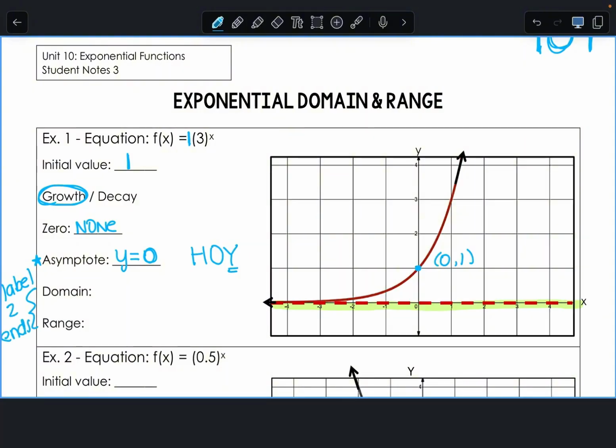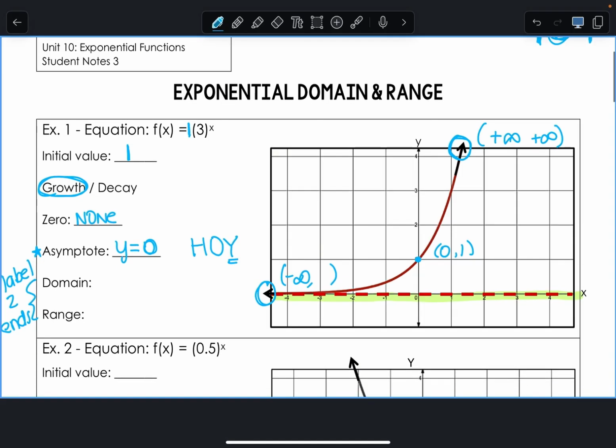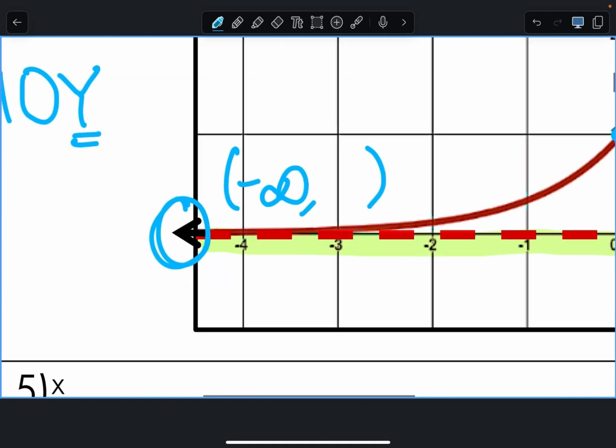Label your 2 endpoints. What is this arrow up here? Positive. Positive. Okay. Now, think about this one. What would this arrow be? Negative infinity. But what's happening to the y value? It's getting smaller and smaller, but never reaches 0. 0, not infinity. It never reaches 0.